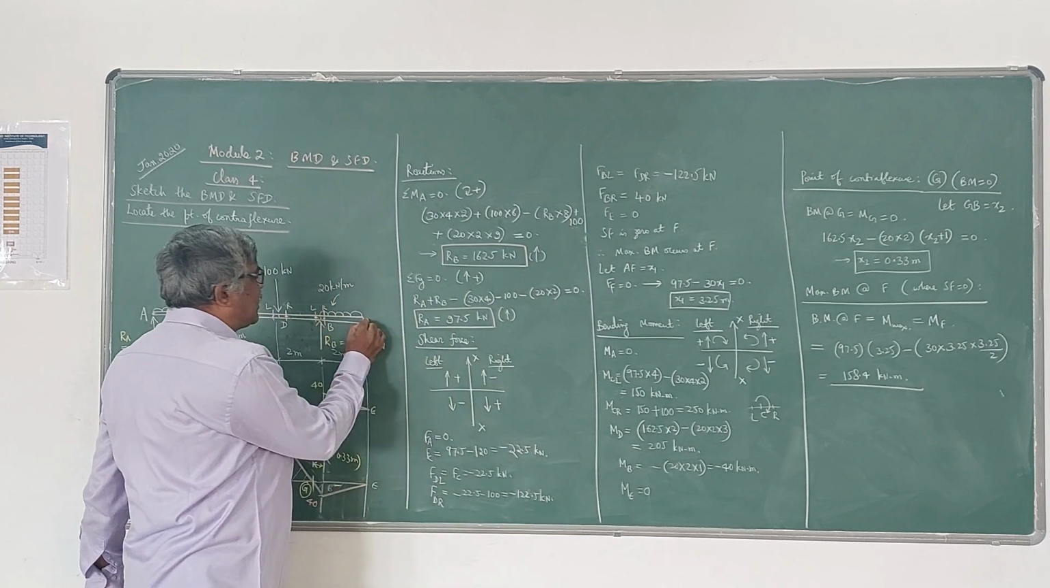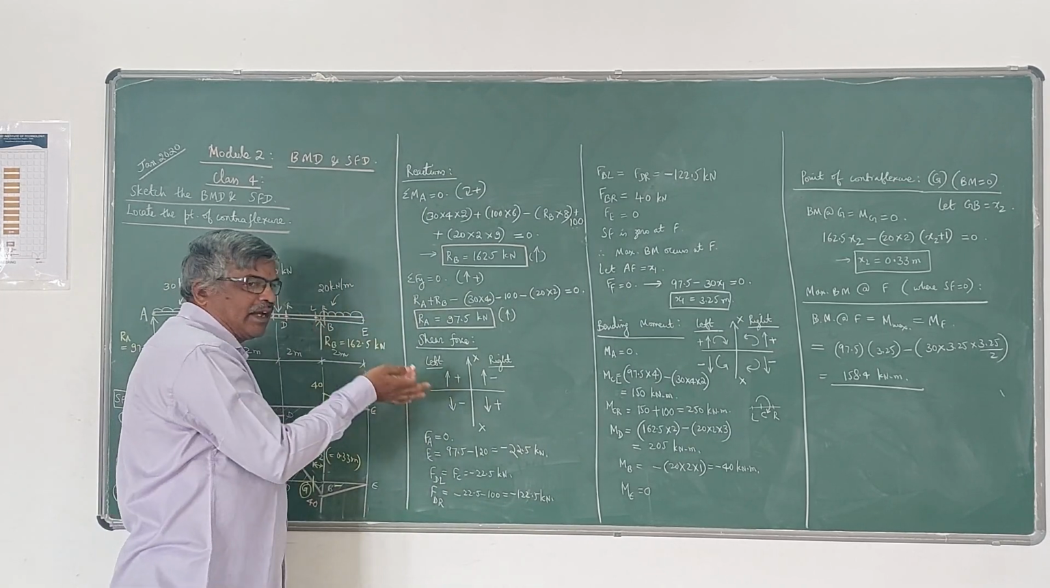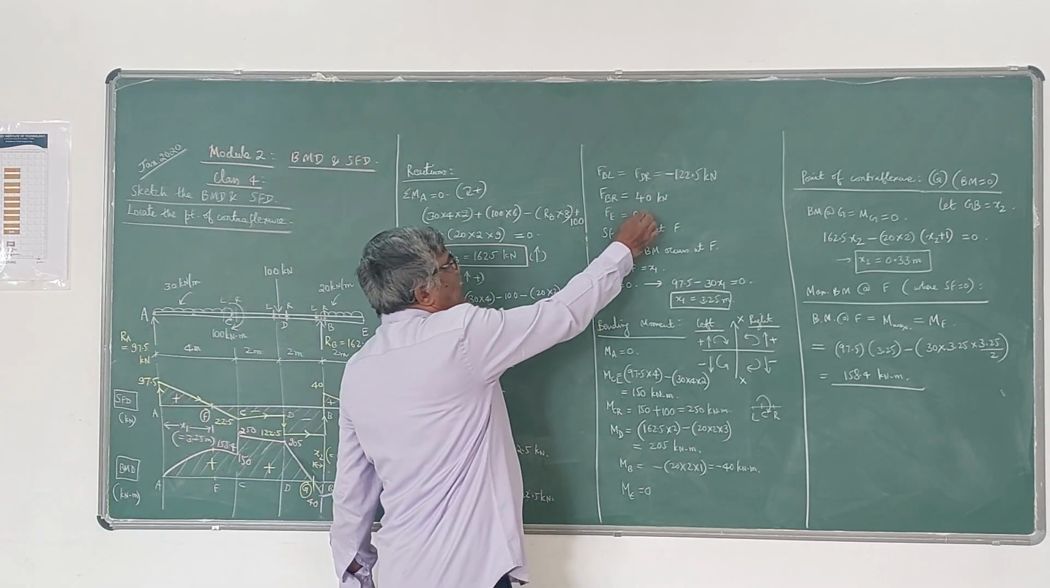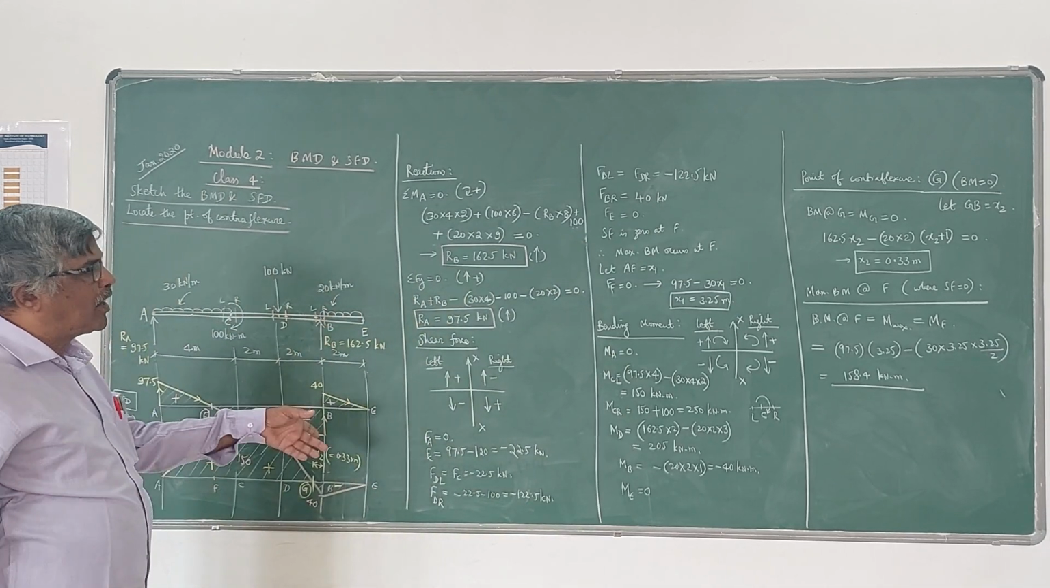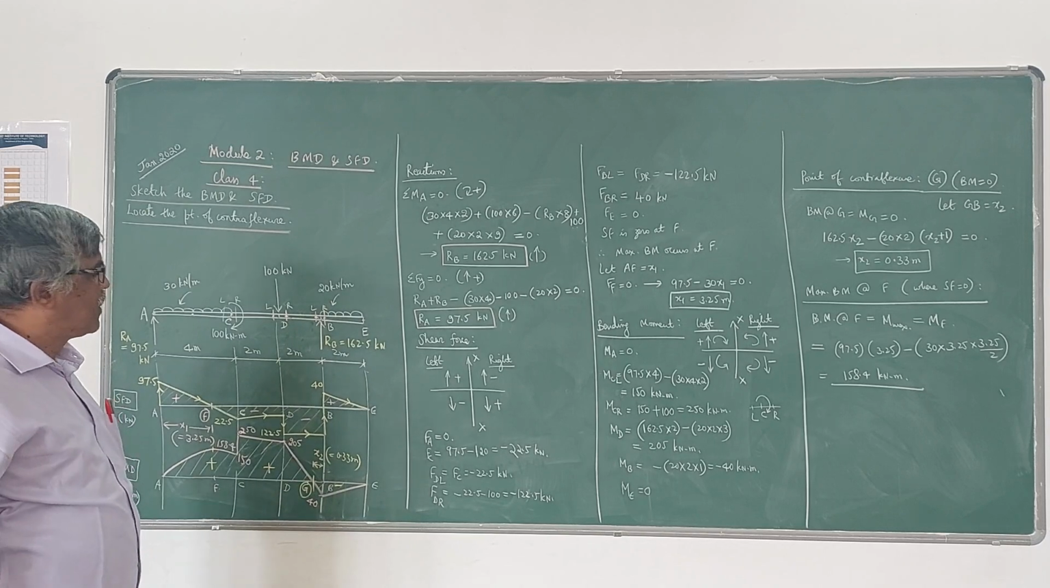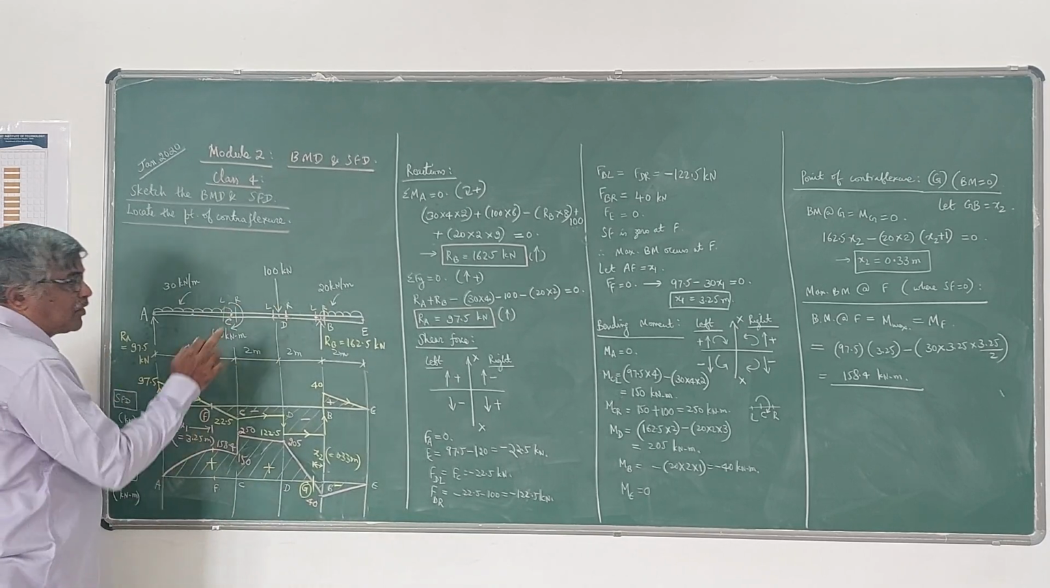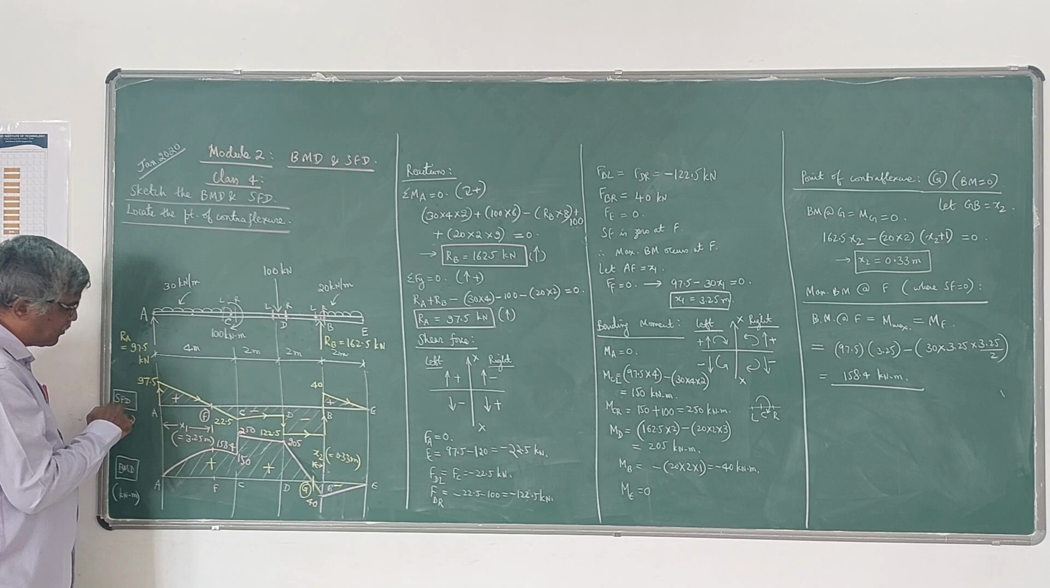Now at the last point E, if you see the right side of E, nothing is there, therefore shear force is 0. So at A and at E, shear force is 0. At all other points, you can have the shear force values. Now you can plot those shear force values in the shear force diagram.